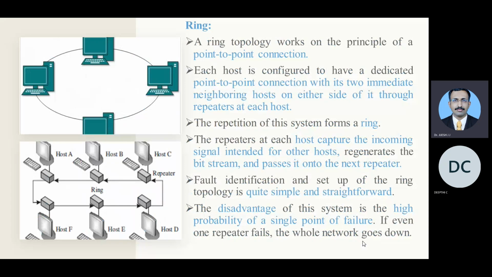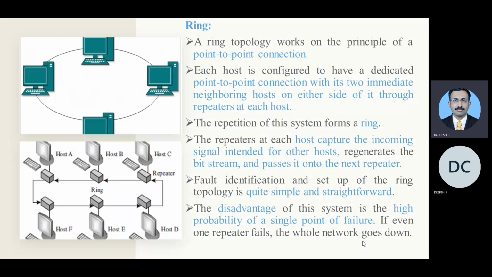What else can you see? Fault identification can be set up. It is quite simple and very straightforward to use. So there is no complexity involved in it. Some disadvantage is there. What is the disadvantage?